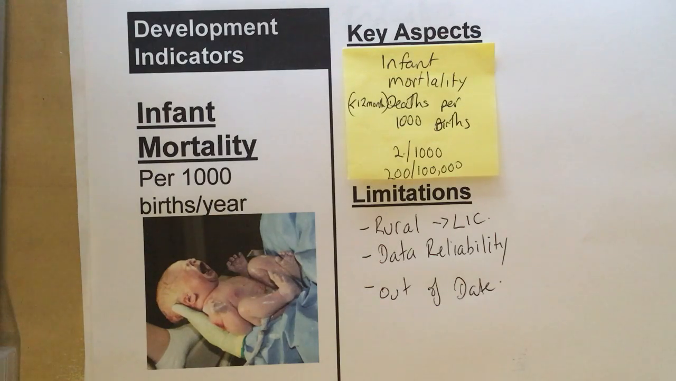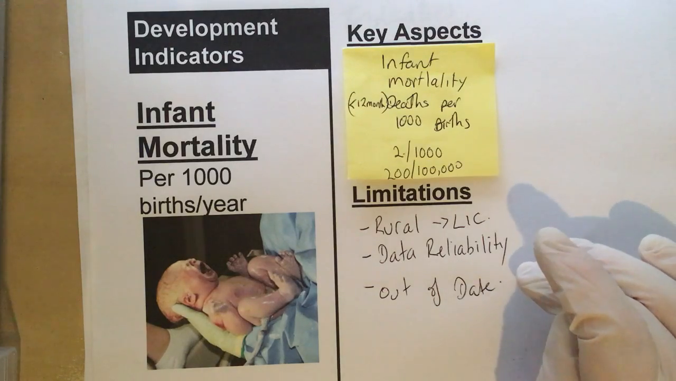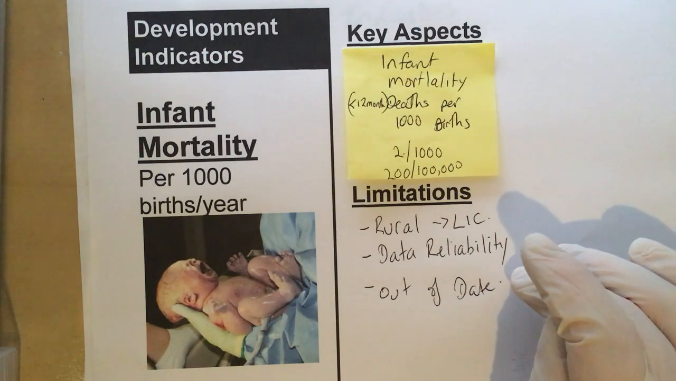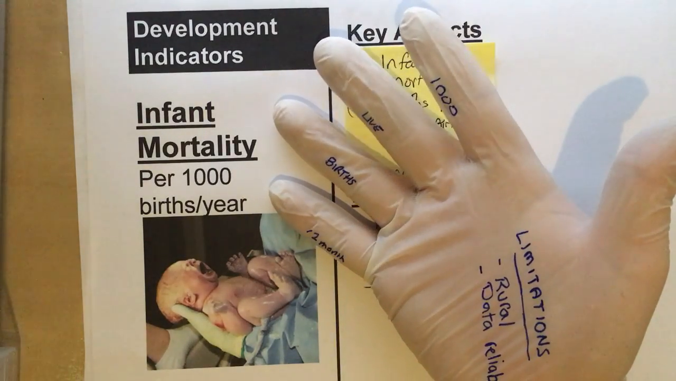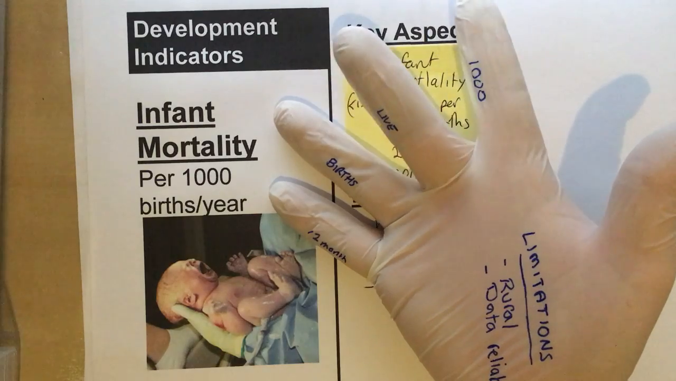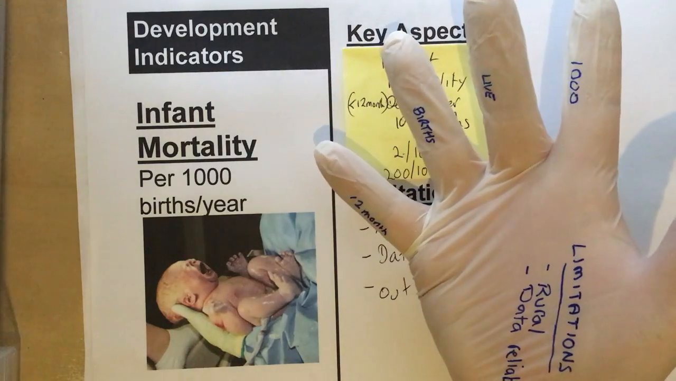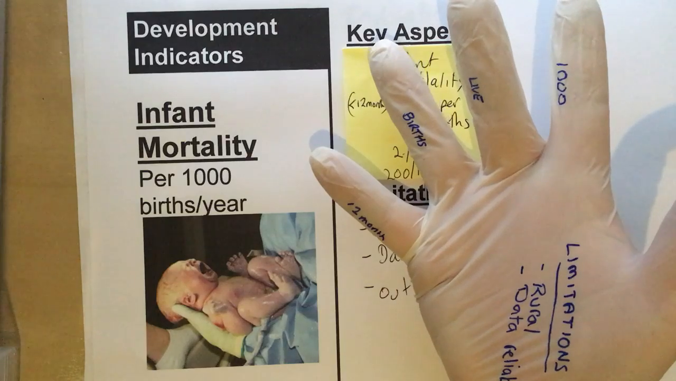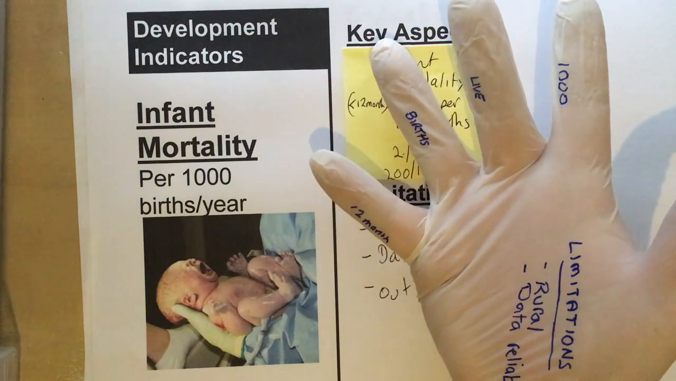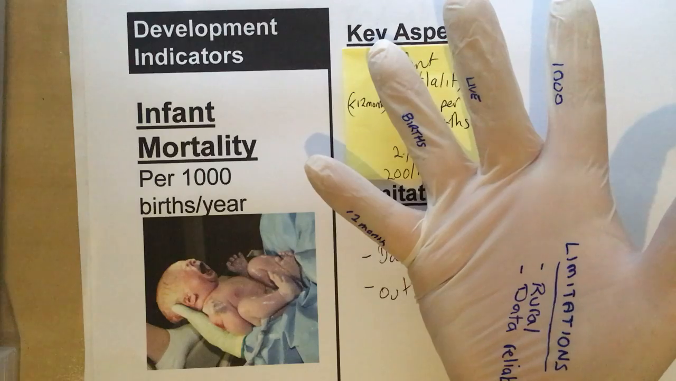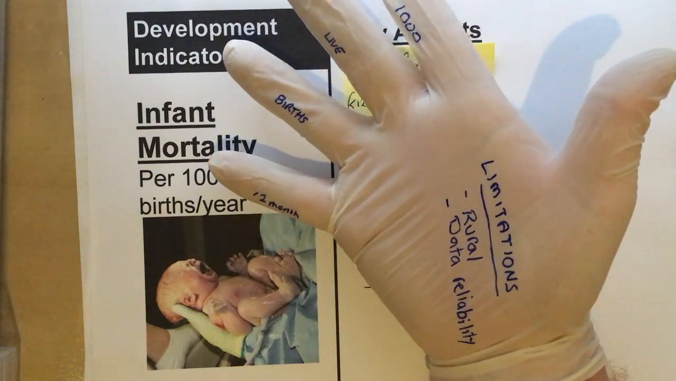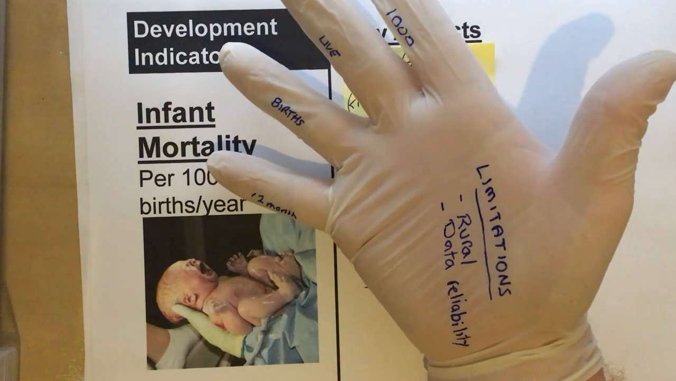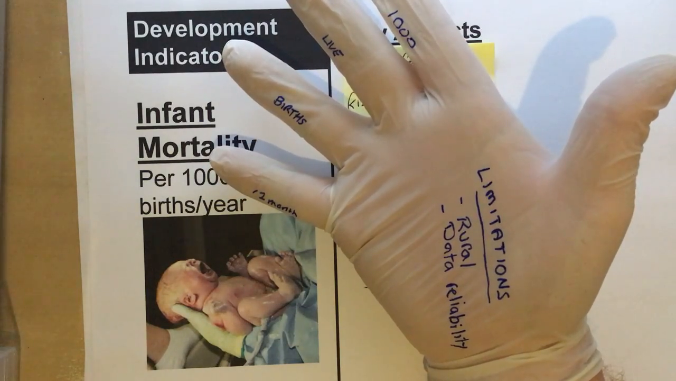So, here we have the development indicator infant mortality. What are the key aspects? What are some of the limitations? What are some of the problems of using this as a development indicator? We've got it's for every 1,000 live births in a country, and also it's how long they survive after birth, and that's for children up to the age of 12 months. Some of the limitations are, particularly in rural or countryside areas, that the data might not be reliable.